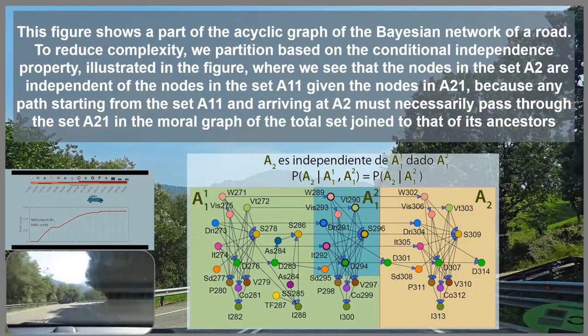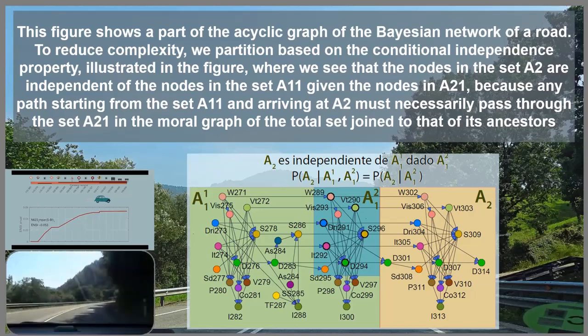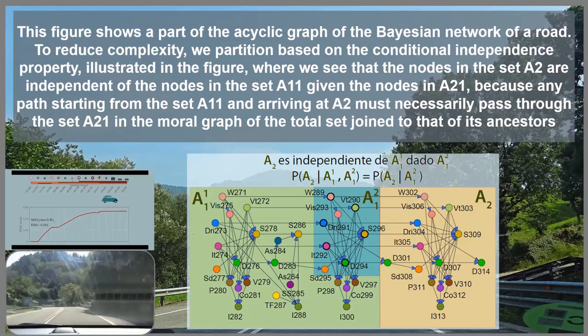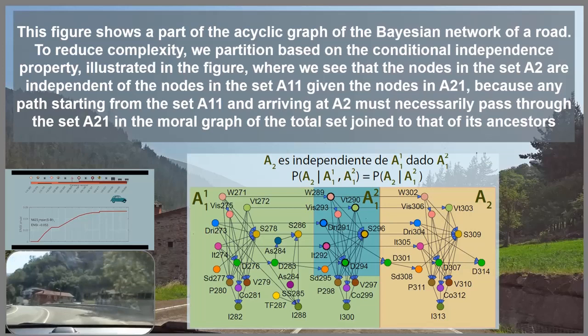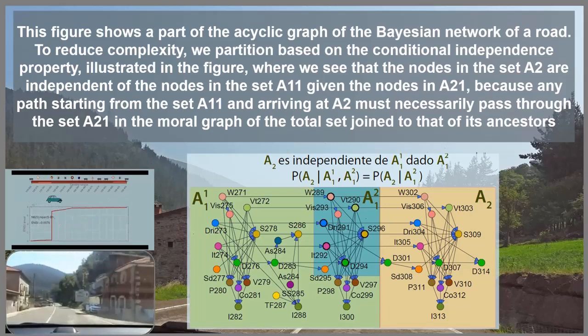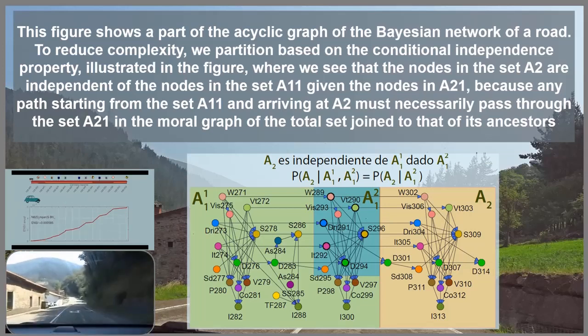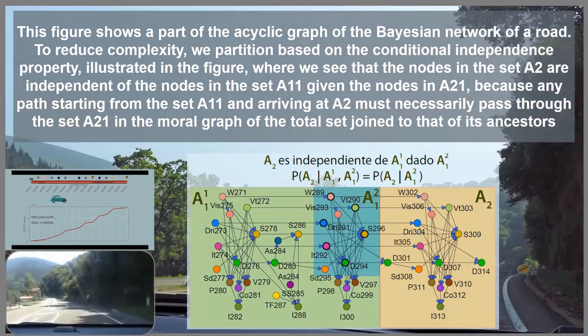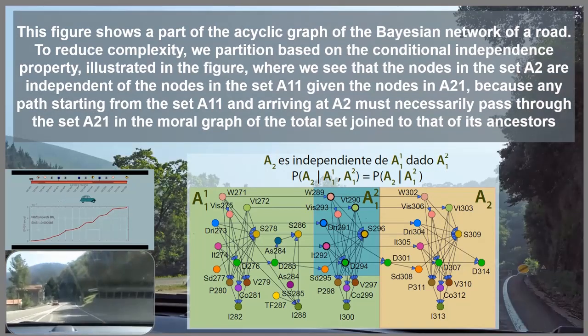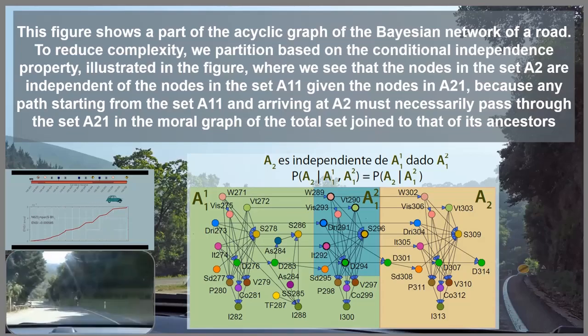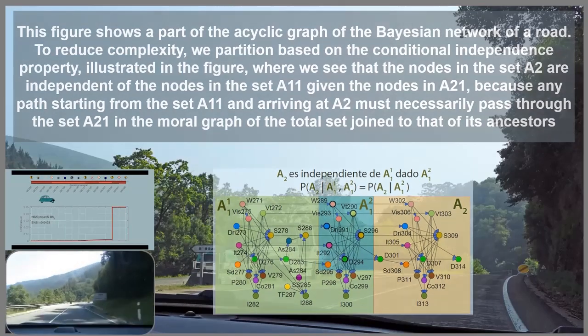To reduce complexity, we partition based on the conditional independence property, illustrated in the figure, where we see that the nodes in the set A2 are independent of the nodes in the set A11 given the nodes in A21, because any path starting from the set A11 and arriving at A2 must necessarily pass through the set A21 in the moral graph of the total set joined to that of its ancestors.